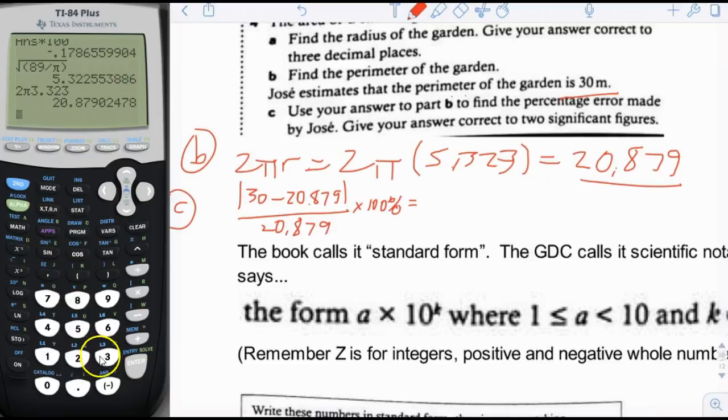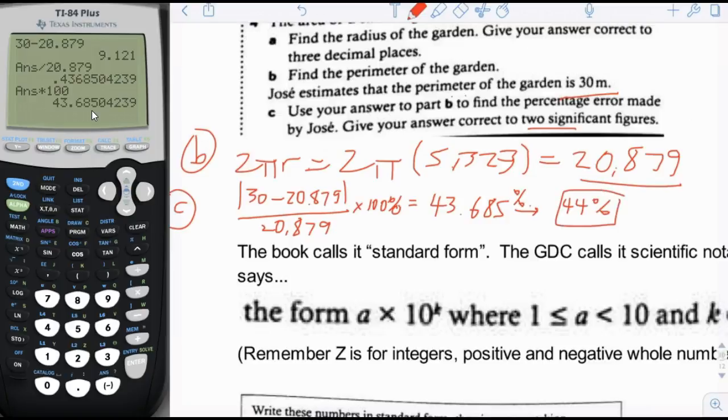So let's do that. We're going to take 30 minus 20.879, then divide by 20.879, the exact answer, and we get 0.4368, etc. We multiply times 100 to get it in percent, and that gives us 43.6, etc. percent. They want the answer correct to 2 significant figures, so instead of 43.685, we would round it to 44%.